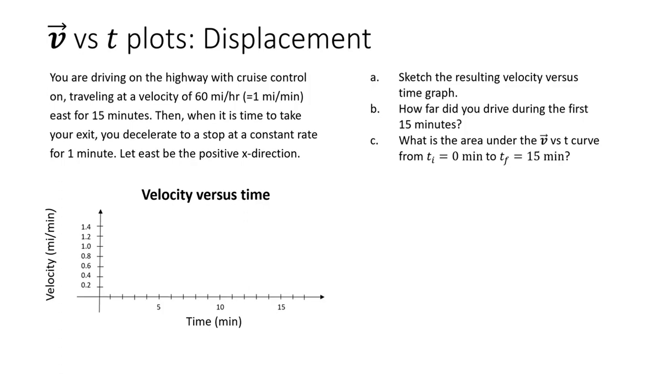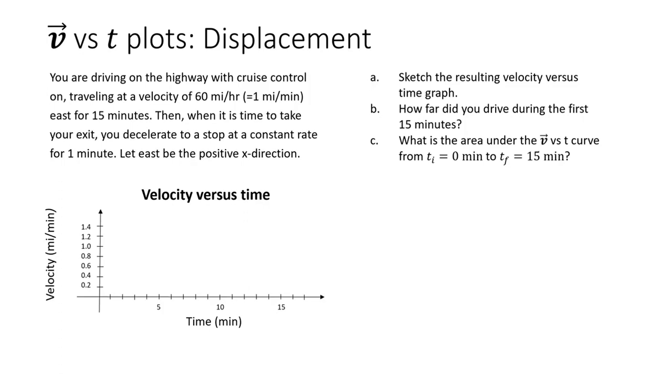And so actually we can get some extra information out of these v versus t plots. It turns out that they will also tell us something about displacement. So these are really useful plots. We can learn about velocity, of course, as a function of time, but also acceleration and displacement. So to see how these plots are related to displacement, we're just going to do a quick example together. So you're driving on the highway and you're driving at a constant velocity of 60 miles per hour east. So we'll say that that's the positive x direction.